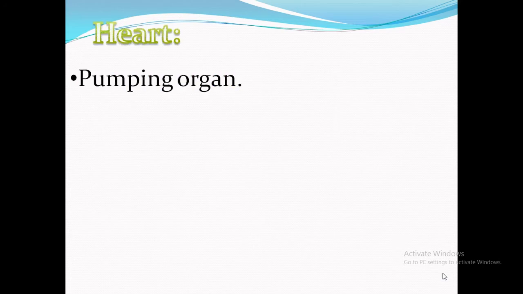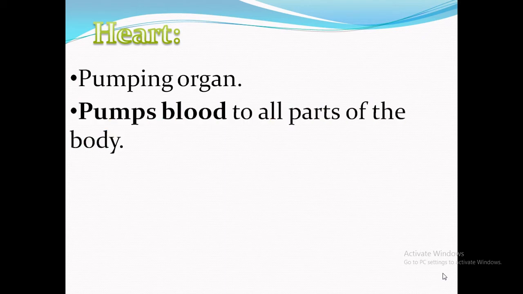The next internal organ we are going to see is the heart. The heart is a very important organ. Why? Because it is a pumping organ. Pumping means it is sending out, it is giving out something. So what does it pump? It pumps blood to all the parts of the body. This blood is present in our entire body. If you have gotten hurt, you might have seen blood coming out of your body. This is because blood is present in all the parts of your body. So blood is very important to our body. Since the heart pumps blood to all the parts of the body, the heart is also a very vital organ.